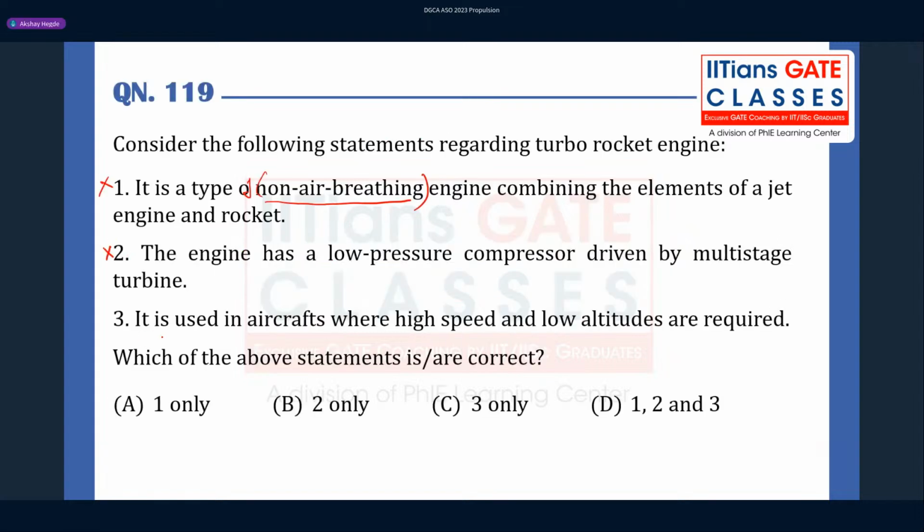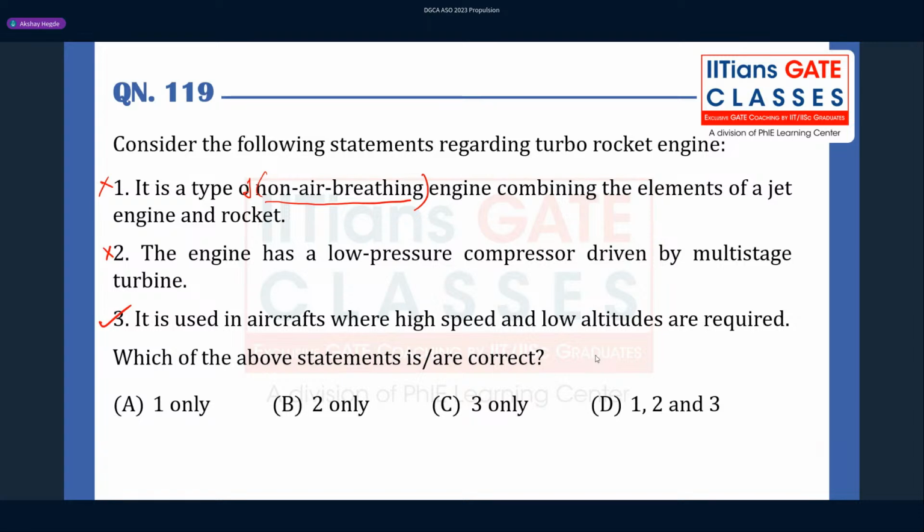And statement 3 is it is used in aircrafts where high speed and low altitudes are required. This is true because if I want to operate a rocket engine that uses the concept of air breathing, that means it has to operate at atmospheric conditions. So whenever we are operating a rocket engine in the low altitudes where the atmospheric air can be used to do the combustion, it can avoid carrying any oxidizers along with that.